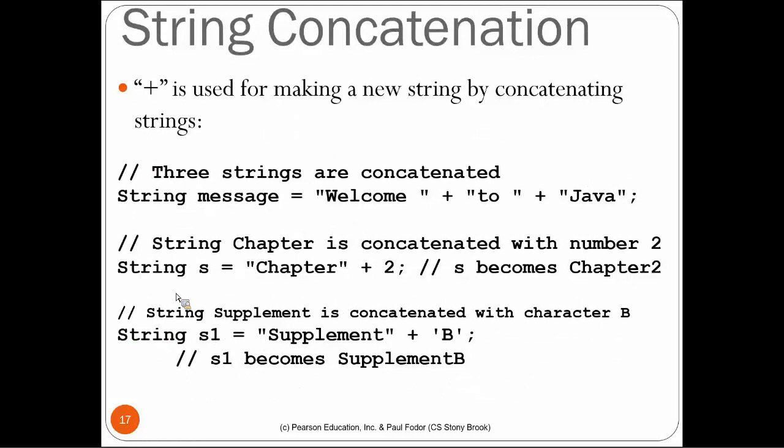The plus operator is a shortcut for concatenation. So, for instance, we used it in the system out println statements. You can concatenate multiple strings and it results in a new string. So, for instance, if you concatenate welcome to Java, it will have in the variable message welcome to Java. Similarly, if you concatenate a string and a number, it will concatenate from left to right the strings and the numbers. So S will become chapter 2. If you want to do any numeric computations, you have to put them within parentheses, because otherwise it will actually do concatenation.